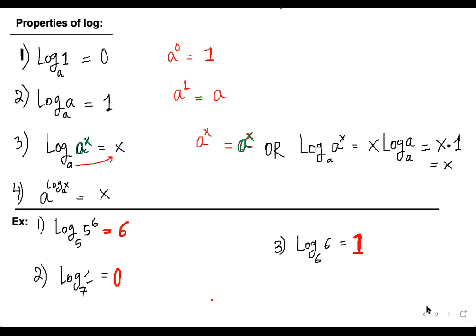Okay. Any question before we move to the next slide? Number 2 is 0 because of property number 1, and number 1 is 6 because of property number 3. You said number 2 is 0 because of what? Can you repeat which property? Property number 1, and number 1 is 6 because of property number 3. Yes, this is correct.